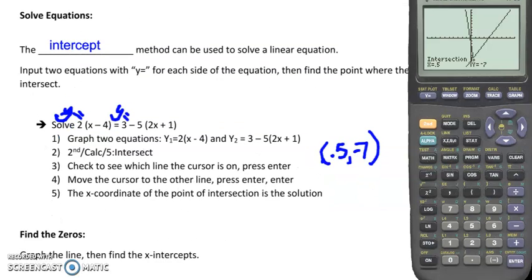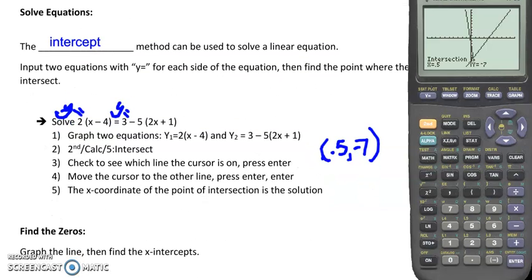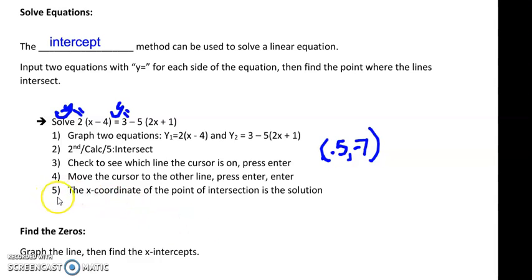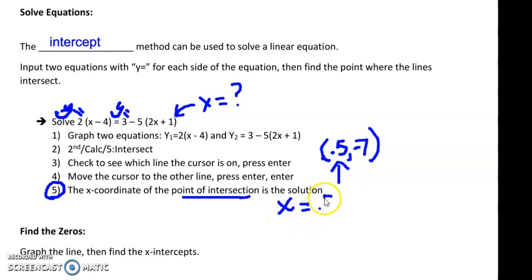Okay, there's my calculator again. And that looks reasonable. That looks like we're about halfway between 0 and 1 on the x and down 7 on the y. So our last step says the x coordinate of the point of intersection is the solution. And remember, when we're solving this equation, if we go back up to our equation, we're looking for what x is equal to. And so once we get this point of intersection, our solution is x equals 0.5 or 1/2.